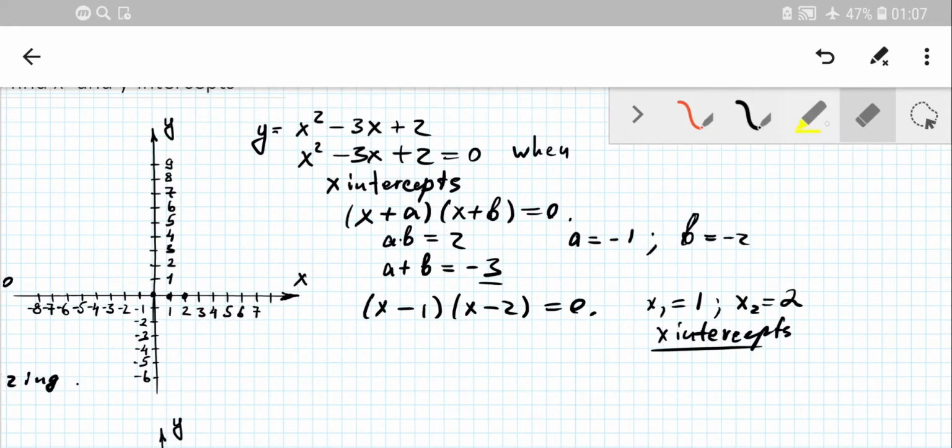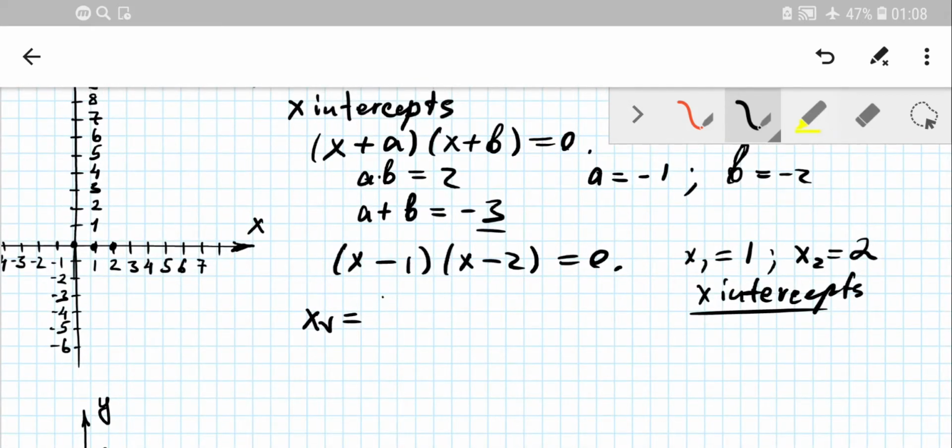And let's try to provide the sketch. So my equation is that one, and it's highly recommended to have the x vertex. What do you think, guys, if we have x-intercepts 1 and 2? What do you think about the x vertex? Yeah, you're right. We can find it as the average of the 2 intercept coordinates.